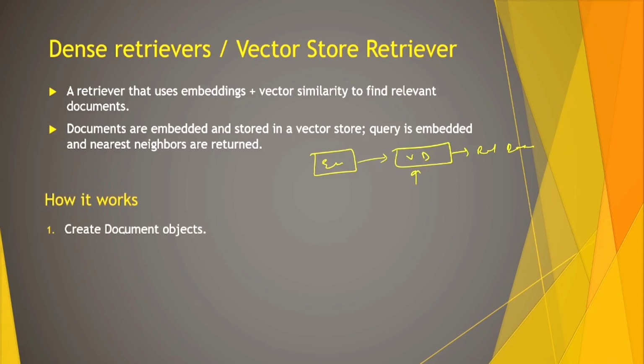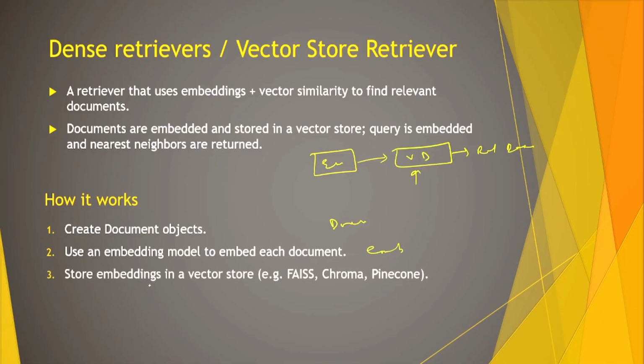How it works? First, create document objects, that we have already shown you. Use an embedding module to embed each document. Now, first this is our document, then it gets embedded here. Store embedding in vector store. Now it is stored in the vector store. This type of store we have already seen in the example, FAISS.